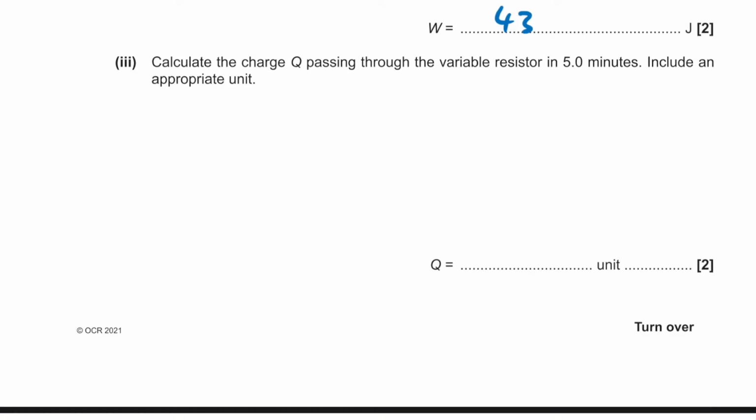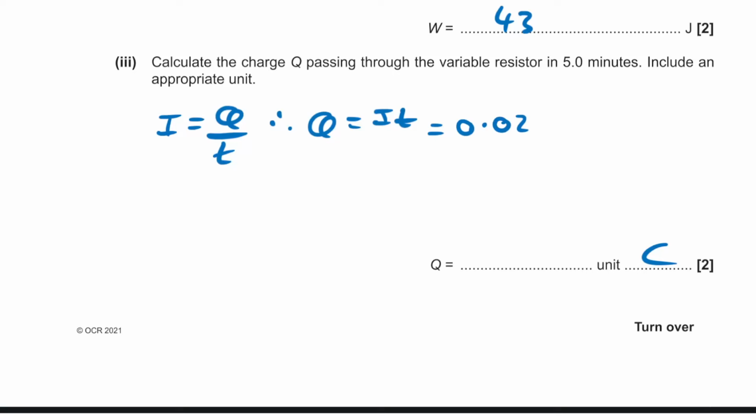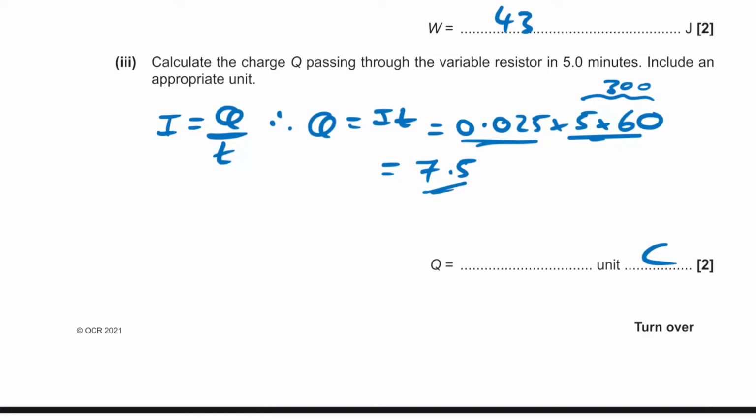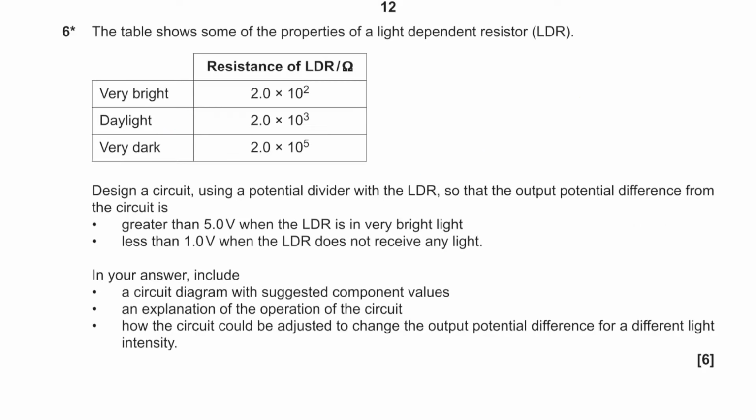Calculate the charge passing through the variable resistor in 5 minutes, including an appropriate unit. Of course, you know it's going to be coulombs. Now, we know that current is rate of flow of charge, so therefore Q is going to be equal to IT. So we have just 0.025 again. Man, this is a really nice paper again. Times by 60. So in other words, I can do this in my head. 7.5, yes, because it's 25 times 300 essentially, so 7.5 then divided by 100. So 7.5 coulombs. Cool.